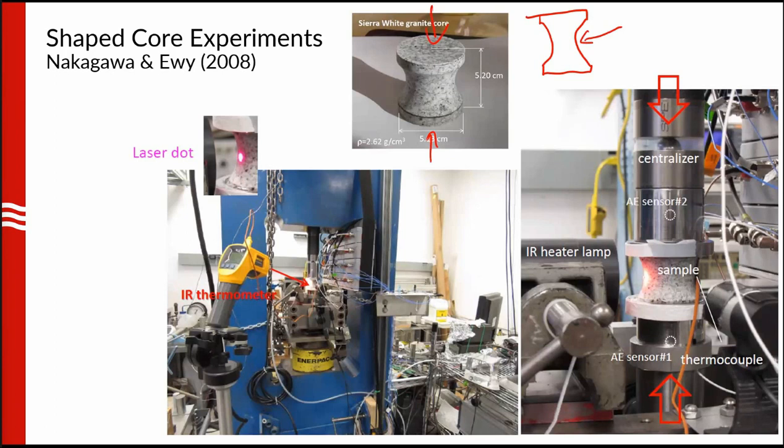So he loaded this sample in order to put stress concentrations in the curved area. And then he also used an infrared heater lamp, as you can see on the bottom right, in order to spot heat this simulated borehole wall on the side.